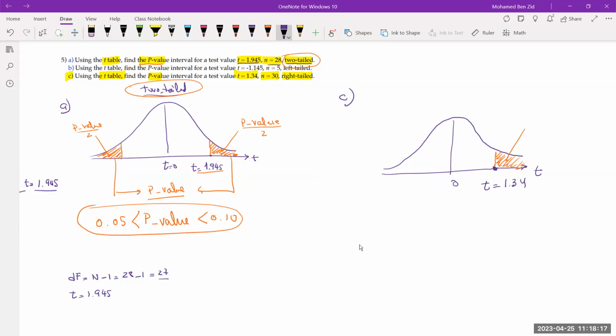And please remember, whenever you have a left or right tail, it means you got the totality of the p-value. So here, that's the complete value. We don't divide it. All right? So this is my p-value there. In order to find it, I need two things: degrees of freedom, which is n minus 1. That's going to be 30 minus 1, which is 29. And I need the t value, which is 1.34. And use the table, of course, right?